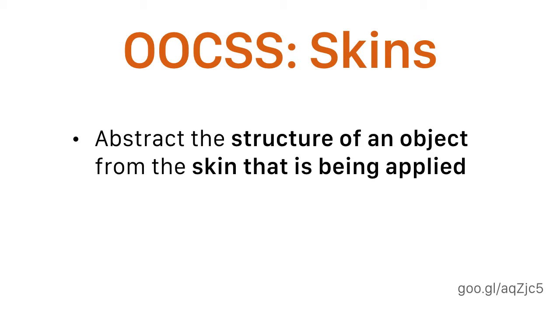Another concept that she talked about, abstract the structure of an object from the skin that's being applied. So again, that example of the media object or the button, the way that it looks is independent from the markup and the structure that's defined. So in the case of a media object, there's a containing div, there's the fixed width image, and then there's the content. Now you can style that 100 different ways, but that markup, that structure is going to be the same regardless of how it looks.